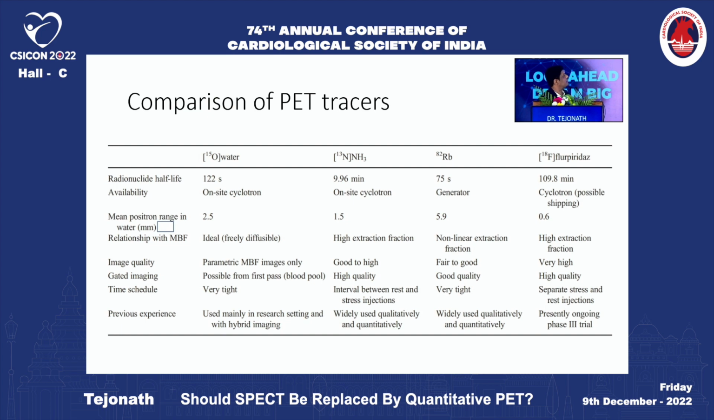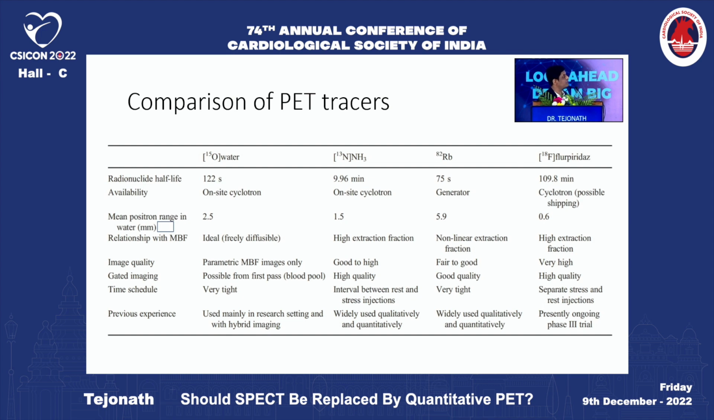I want to draw your attention to the different tracers available and their half-lives, which determine the logistic issues associated with these PET tracers. O15 water has a very short half-life of only 2 minutes, and N13 ammonia has a short half-life of 10 minutes. These two tracers are cyclotron produced, so you need an on-site cyclotron to do PET perfusion imaging with them.